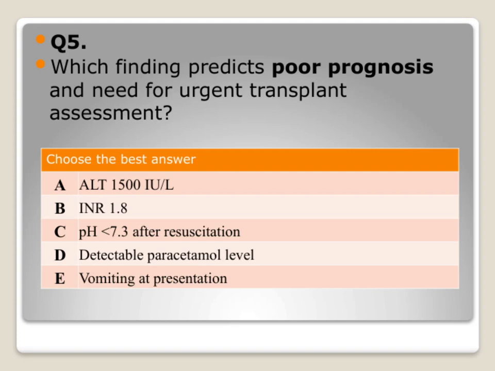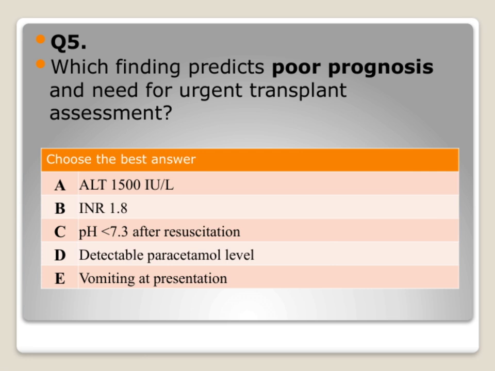All right, let's take a look at this question. We're asked to identify which finding best predicts a poor prognosis and the need for urgent transplant assessment. The options are quite specific, so it's important to understand what each one indicates. First, an ALT level of 1500 IU/L. That's a significant liver enzyme elevation, suggesting liver injury, but on its own, it doesn't necessarily mean immediate transplant is needed. Next, an INR of 1.8 indicates impaired blood clotting, which points to liver dysfunction.